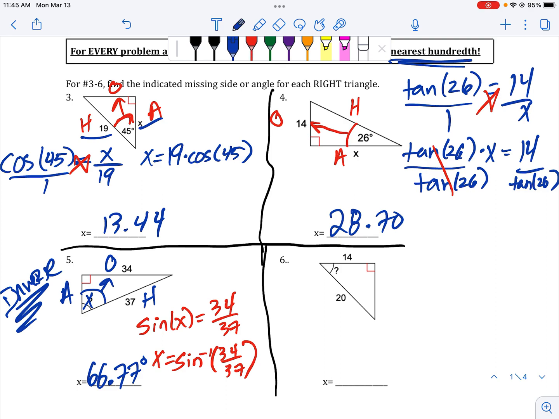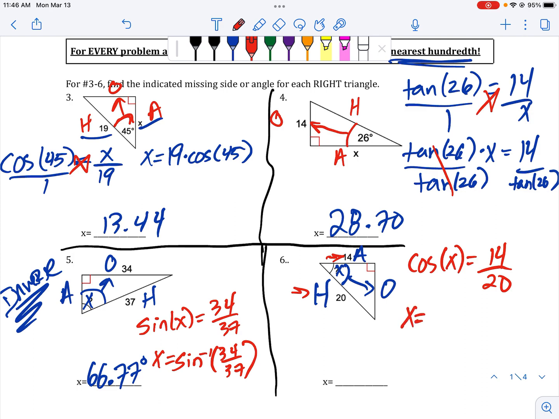Same idea here. I'm trying to find the missing angle. I'll call that x. This is my opposite. This is the hypotenuse since it's across from my right angle, and that makes this the adjacent. I'm looking at A and H. A and H is cosine, so cosine of our missing angle equals 14 over 20. To find the missing angle, I use the inverse, so cosine inverse of 14 divided by 20. And you should get 45.58 degrees. I'm going to pause there.